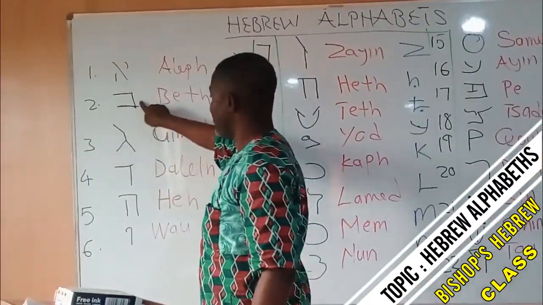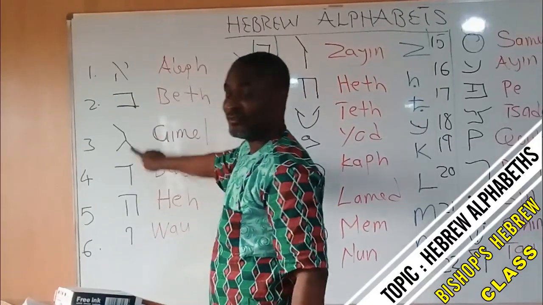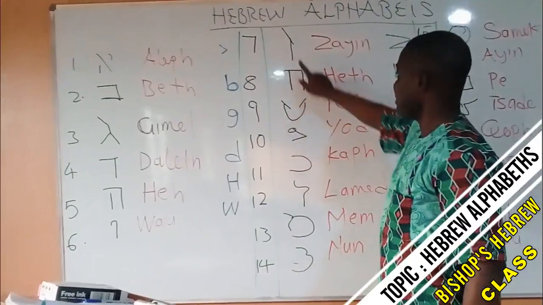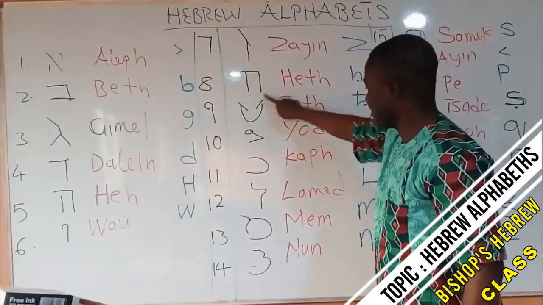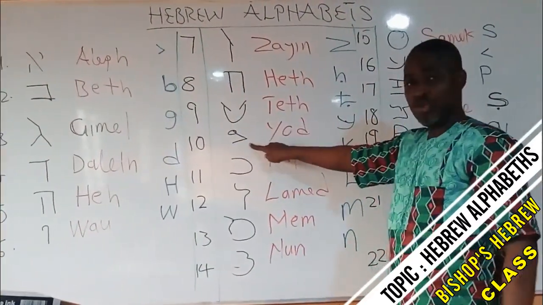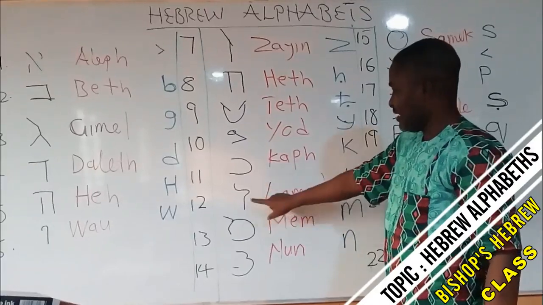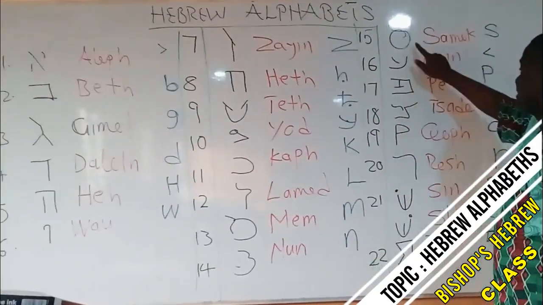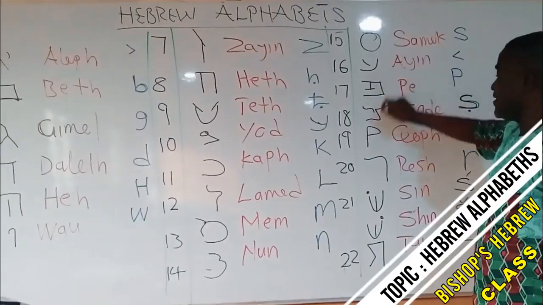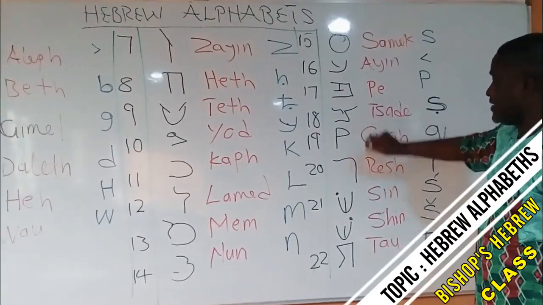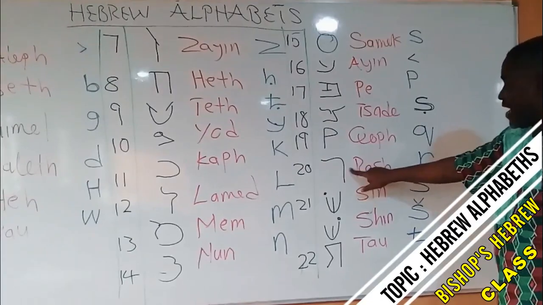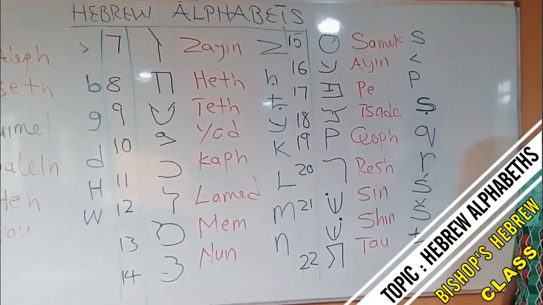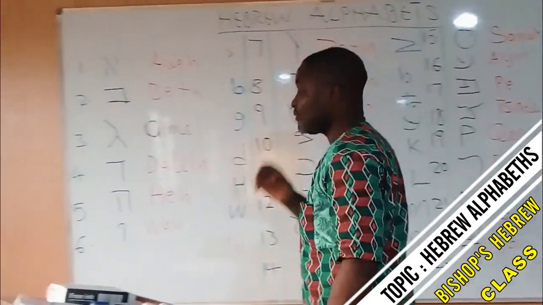Aleph, Bet, Gimel, Dalet, A, Wow, Zani, Et, Tet, Yod, Kaf, Lamed, Mem, Nun, Samek, Ani, Pe, Sade, Kof, Resh, Sin, Shin, Tau. Now, when you look at this, the first letter is an Aleph.